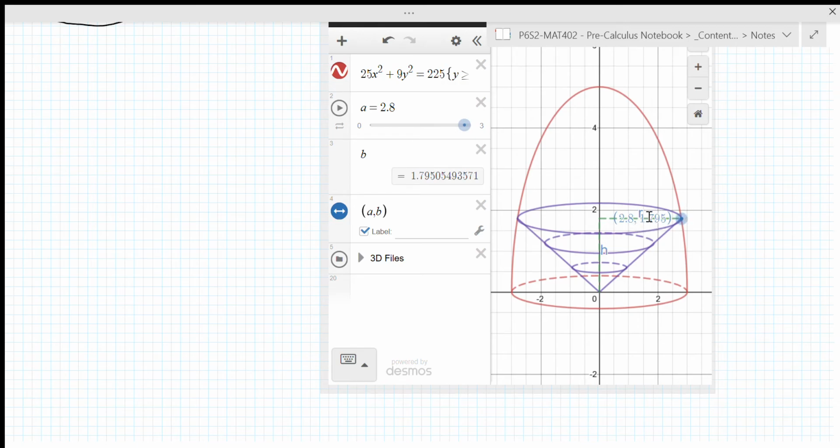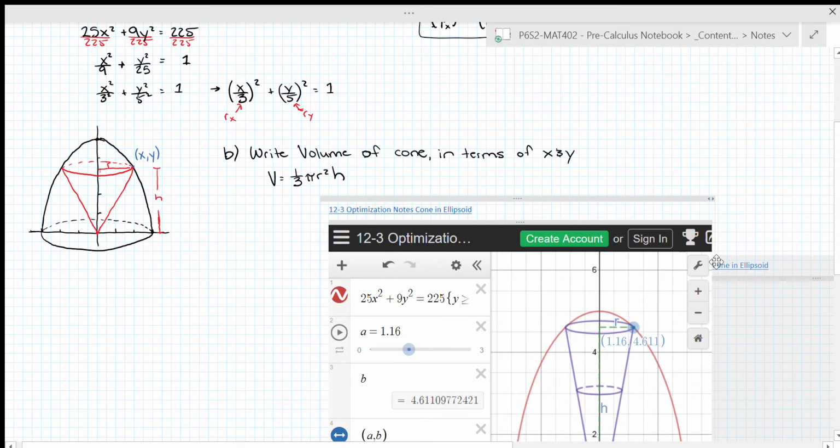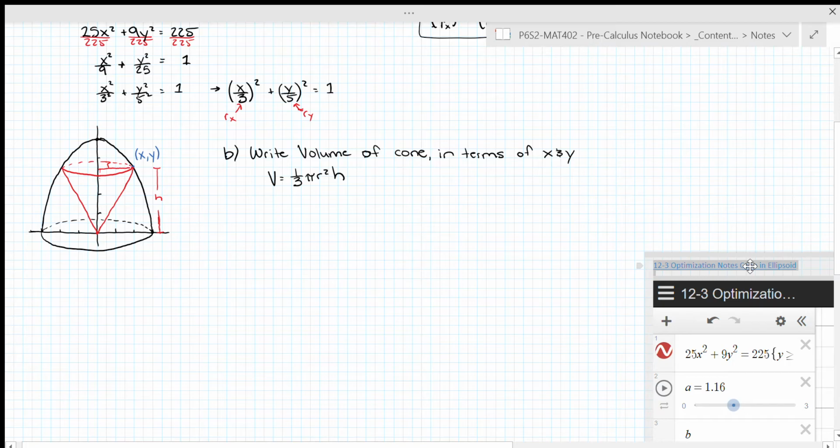The height is related to that radius. They're not just kind of random things; they're put together. So in terms of x and y, I know what my radius is. And this is always a huge step that people tend to miss because they try to oversimplify it. In this case, it ends up being pretty simple.